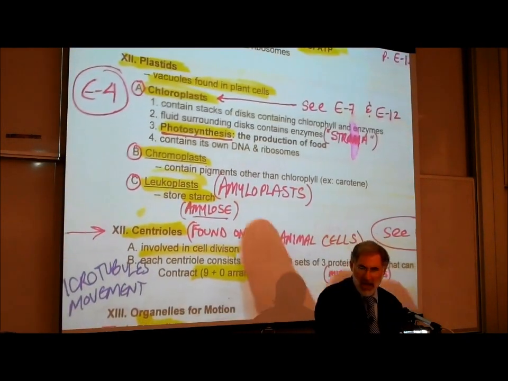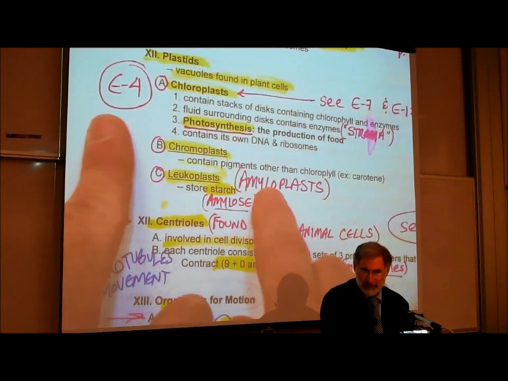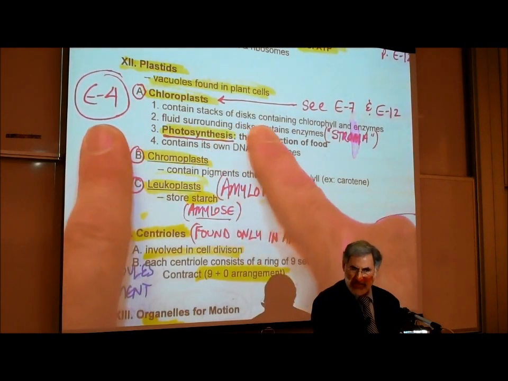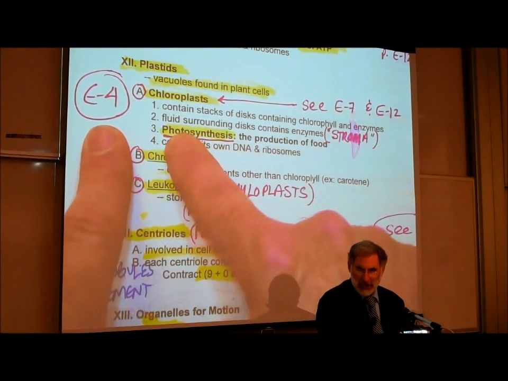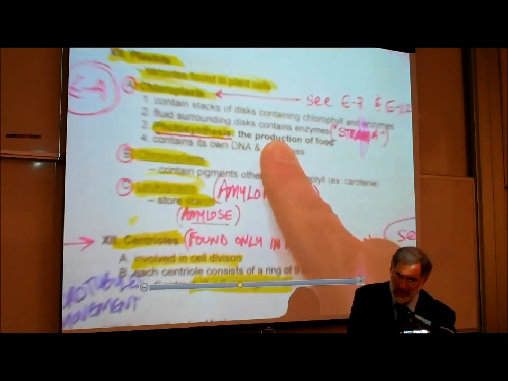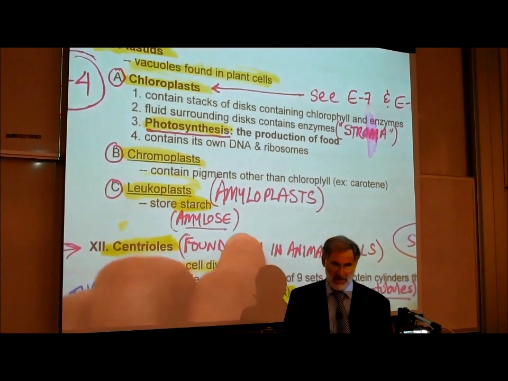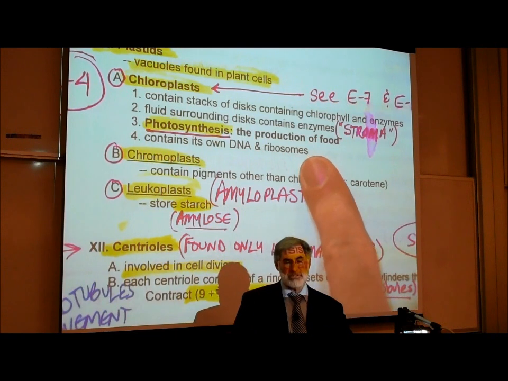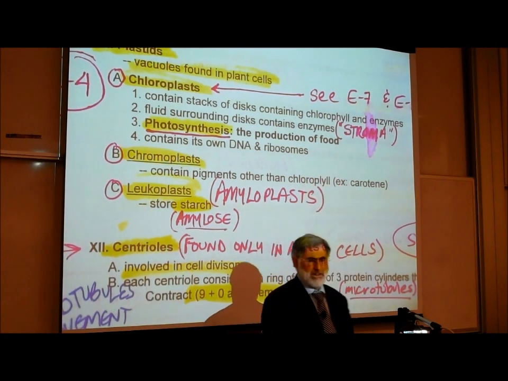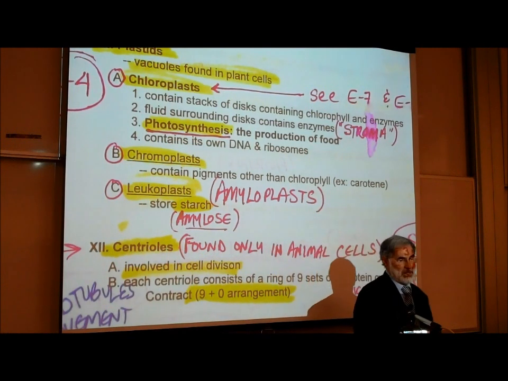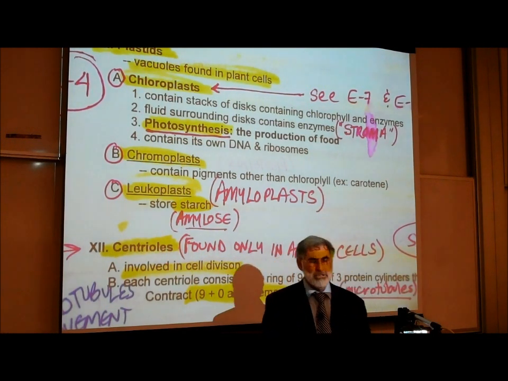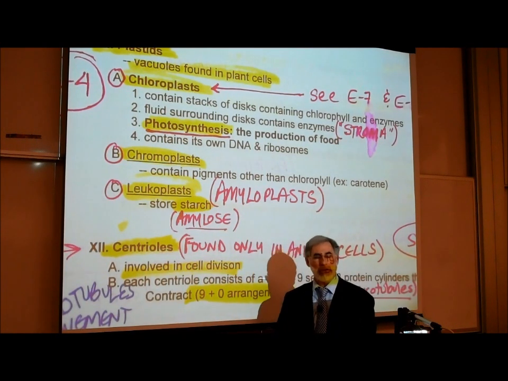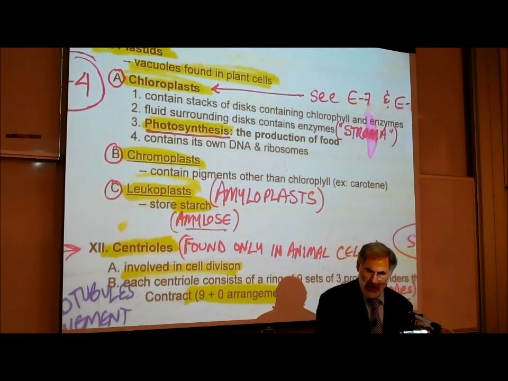So on E4, under chloroplasts, the chloroplast contains stacks of discs containing chlorophyll and enzymes. There is fluid surrounding the discs, also containing enzymes. That fluid is called stroma. The name of the process occurring inside the chloroplast is photosynthesis, and its purpose is to produce foods like sugars. And very strangely, just like mitochondria, chloroplasts also contain their own DNA. So there's DNA not only in the nucleus of a plant cell, but also chloroplast DNA. We'll have more to say about that.